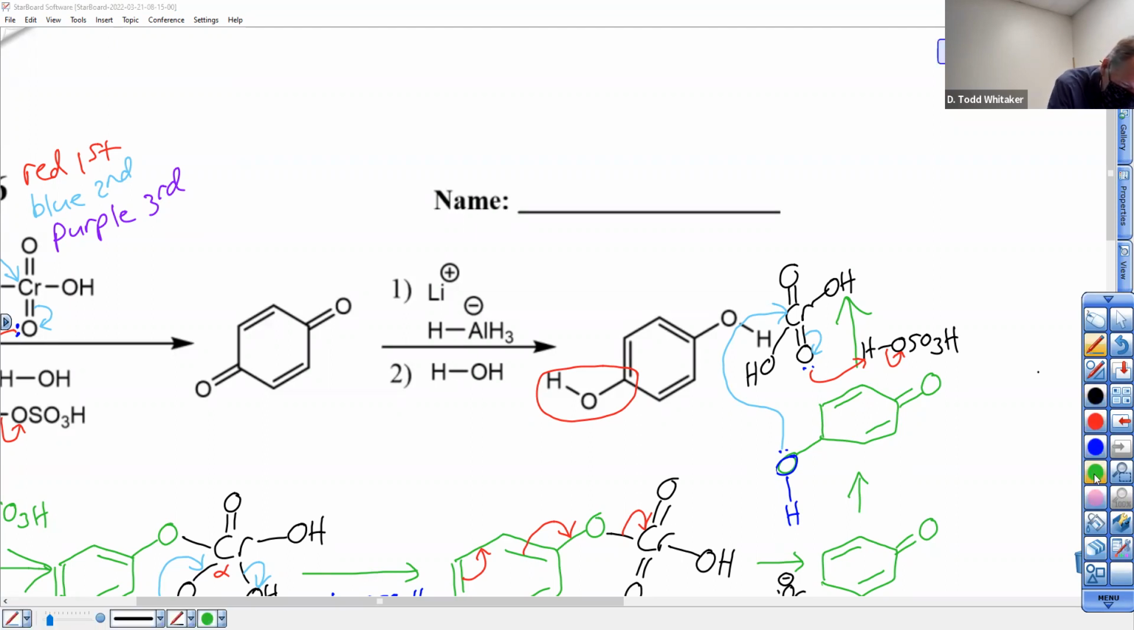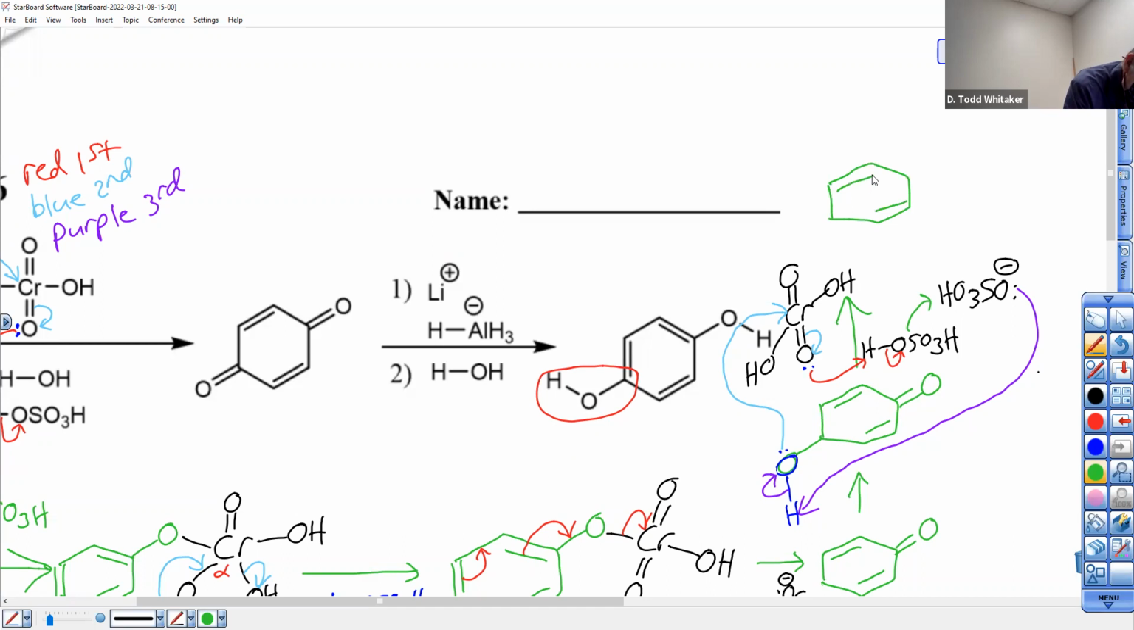Sulfate ion you just made here. Gonna grab it. Purple. And what you got? Yeah, chromate ester number 2 almost. It's the hydrate. Still have a double bond on top. Got an OH to the left. Got an OH underneath. Got an OH to the right.